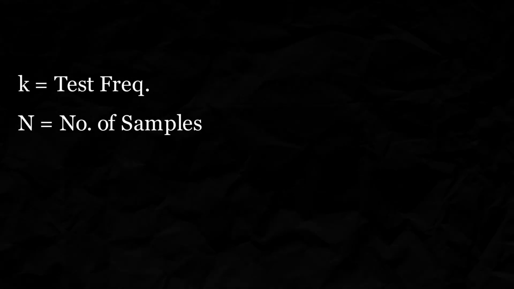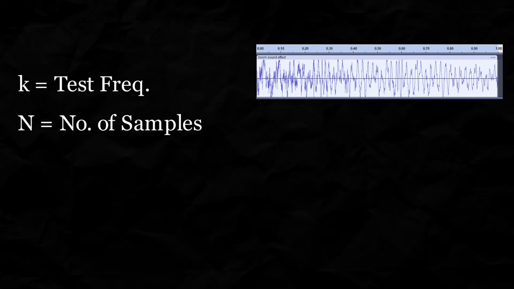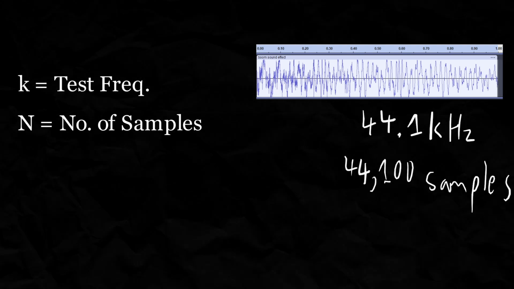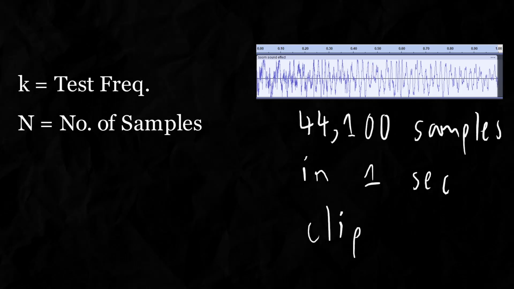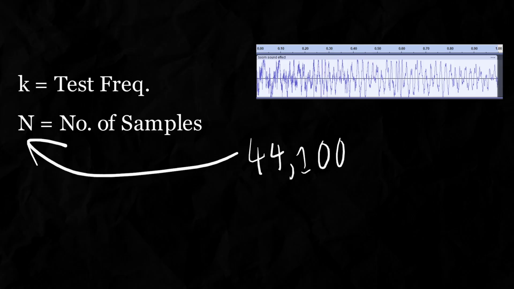K is equal to what frequency we want to see is present in our signal. Capital N is the number of samples in our input signal. Let's say we had a 1-second clip of audio at a sample rate of 44.1 kilohertz, which, harkening back to earlier when I talked about samples, would mean that 44,100 samples are taken every second. Thus, there'd also be 44,100 samples in our 1-second clip. So N would be equal to 44,100.